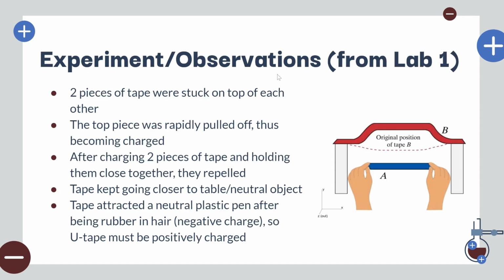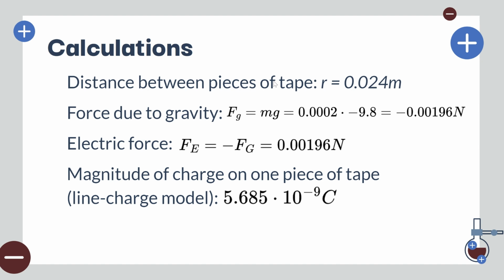Some observations we saw were that the two pieces of tape got stuck to each other. The top piece was rapidly pulled off, thus becoming charged. After charging two pieces of tape and holding them close together, they repelled, which indicated that they had the same charge. The tape kept getting closer to the table or any neutral object, and it attracted a neutral plastic pen after being rubbed in hair, meaning the pen had a negative charge, so the U tape must have been positively charged. The distance between the two pieces of tape was about 0.024 meters.